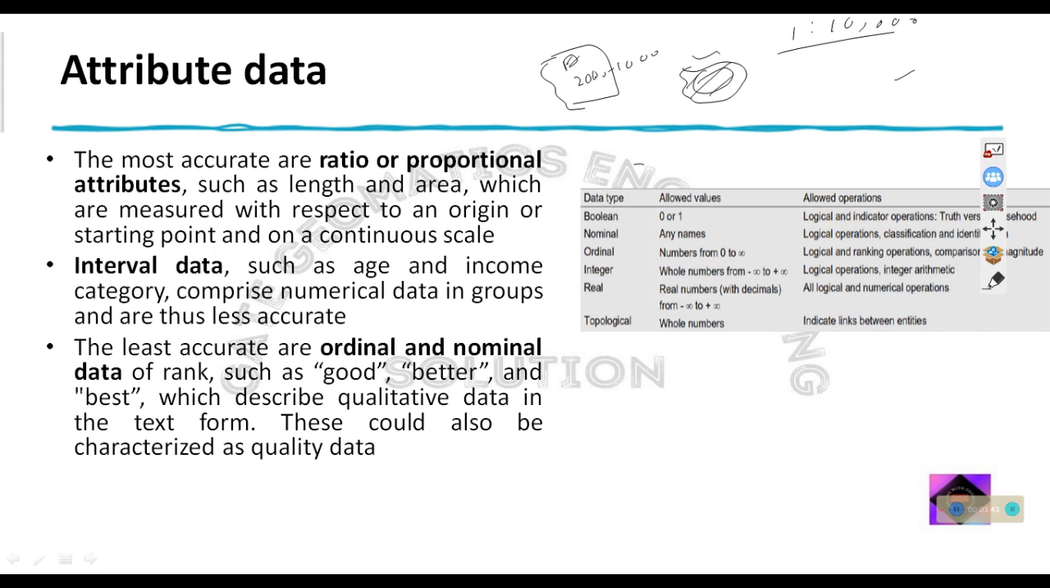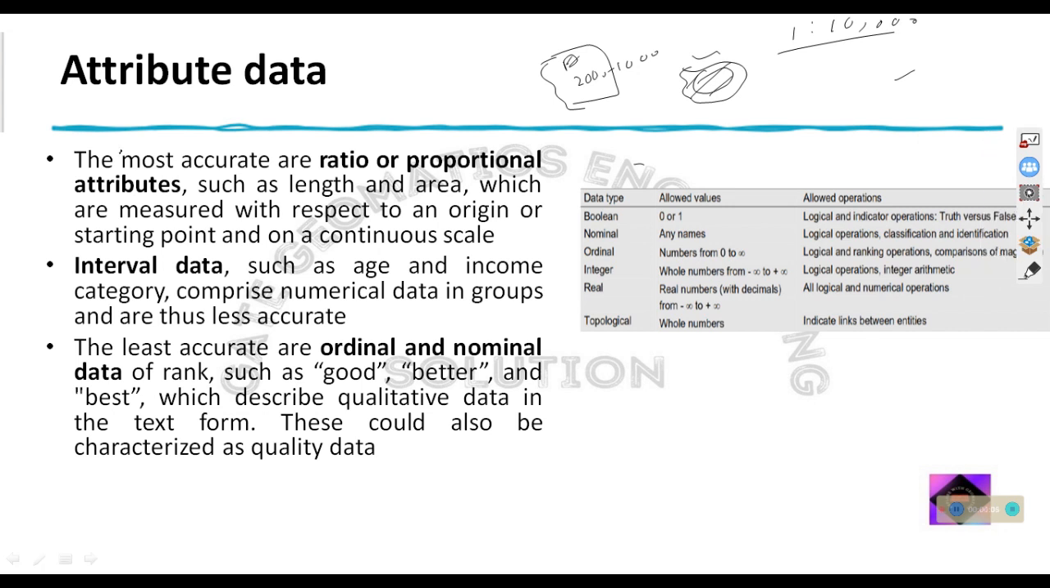Another one is ordinal or nominal data, for example air quality. Suppose the air quality is good or bad, and based on that the map is created. If air quality is good, then it is represented as green, or if air quality is bad, then it is represented as red. Based on that the nominal attribute table is created. So these are the basic attribute data that are related to GIS.